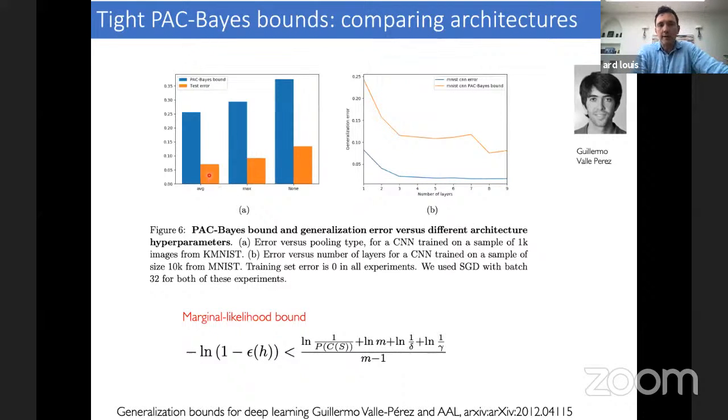And what you see here is the orange ones are for average pooling, max pooling, and no pooling for a CNN. So what you see is that these are the errors that you get. It improves as you increase the sophistication of your pooling, and here's our PAC-Bayes bound, which nicely follows this particular property of the neural networks. And here we look at how the error goes as a function of the number of layers, and we're again able to follow the trend that you see in a real neural network.